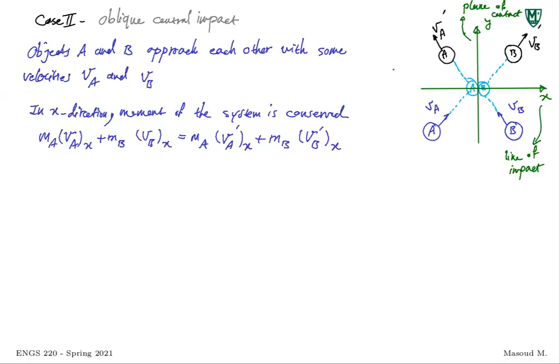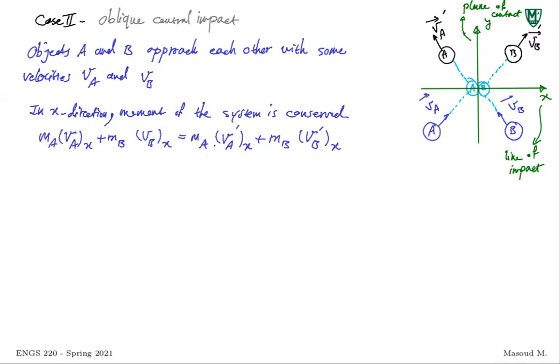So remember, these are vectors. This is a vector, it has X and Y components. This one is a vector. So this is in X direction. Again, you can think about along the line of impact or X direction as a typical direct central impact. The momentum of the system is conserved. Now, this is one equation, two unknowns. Obviously, you can also add the whole idea of a coefficient of restitution that basically relates the velocities along the line of impact.